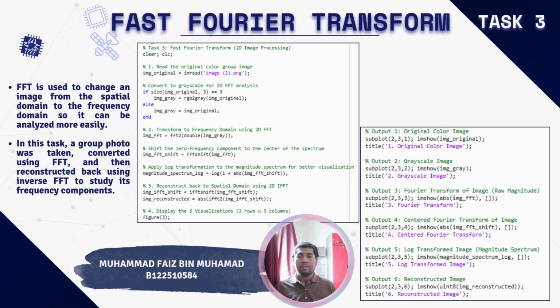Then 2D FFT was applied to transform it into the frequency domain. Next, FFT shift and log transformation were used to make the frequency spectrum easier to observe. Finally, IFFT was used to reconstruct the image back to the spatial domain. The reconstructed image is almost the same as the original, showing that the image information was preserved.